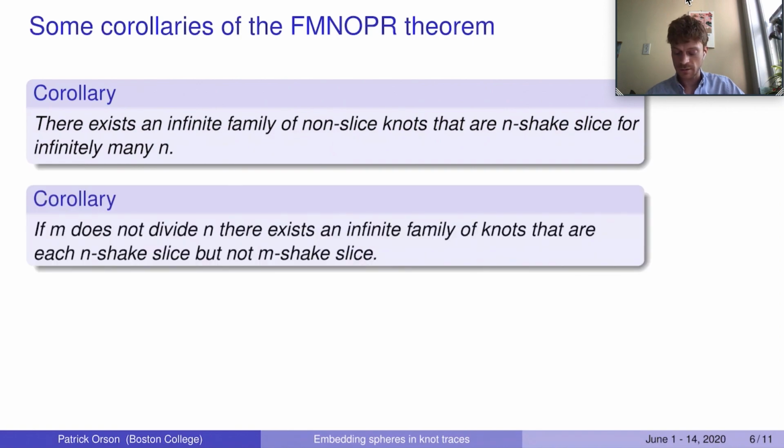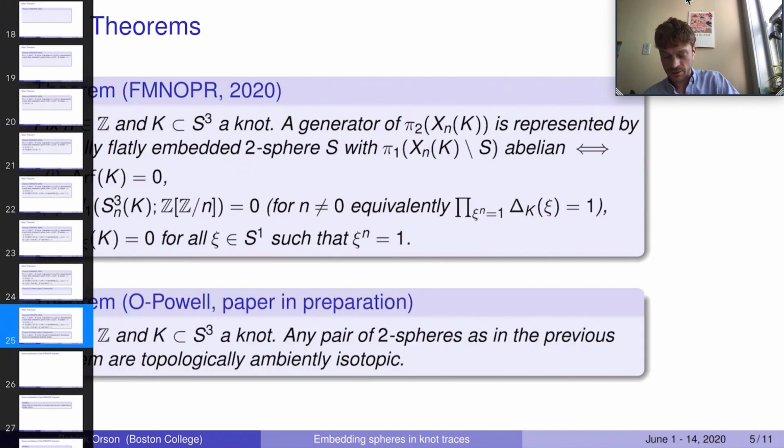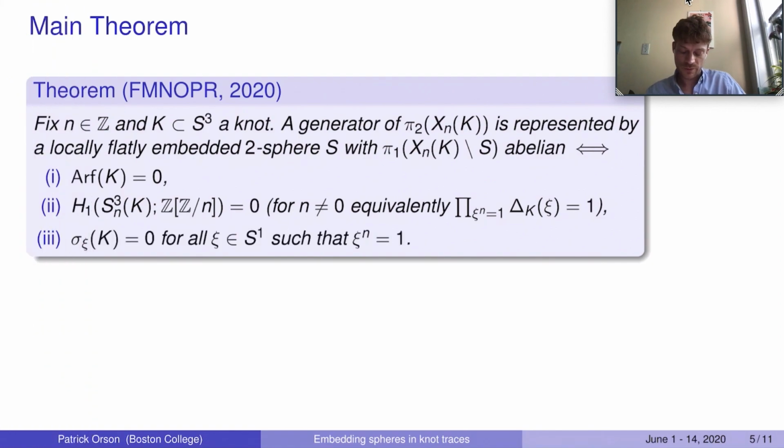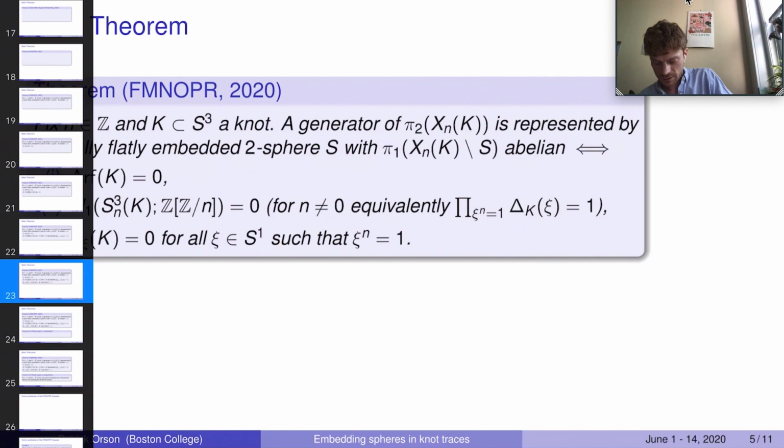So the second corollary is a sort of divisibility theorem. So it says if m does not divide n, then essentially their shake sliceness is independent. So for most pairs of integers, you can cook up a knot that's shake slice for m and not shake slice for n. That's a necessary assumption about division, because actually if you check the conditions in the previous slide, they're going to descend under divisibility. So that's the best we can hope for in that corollary.